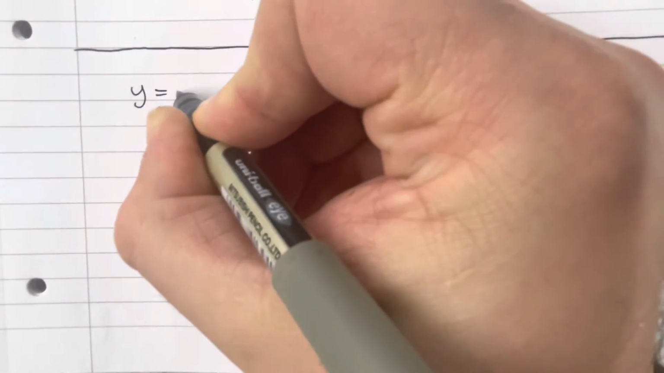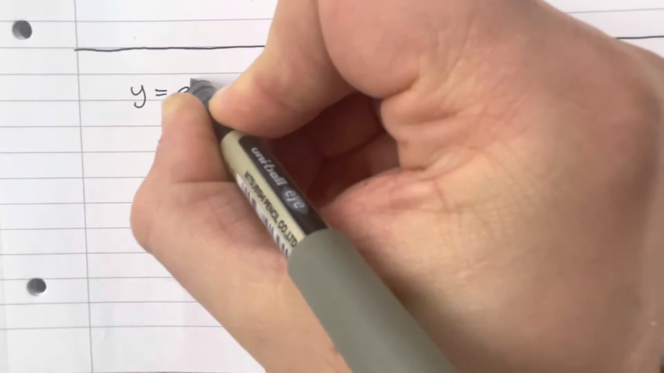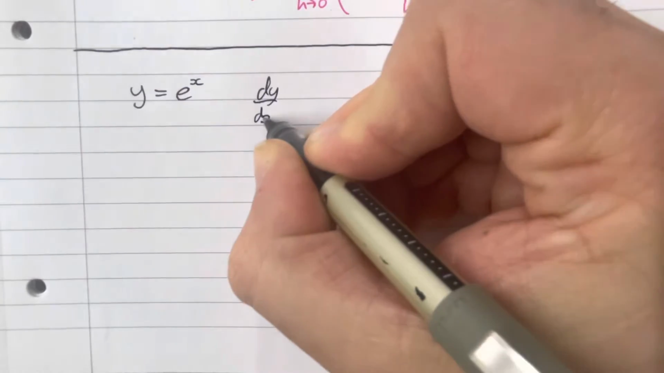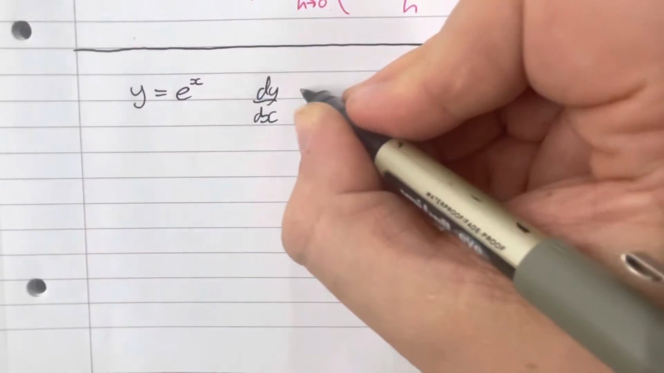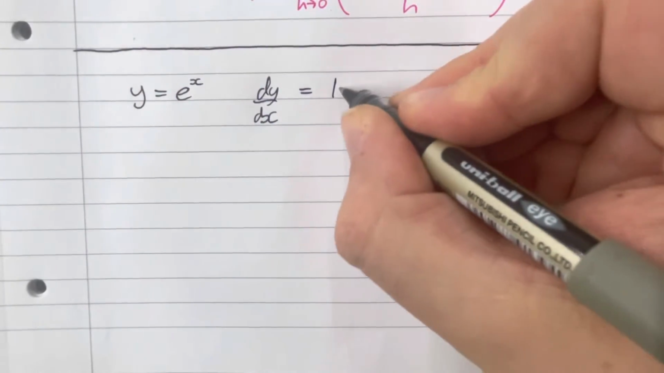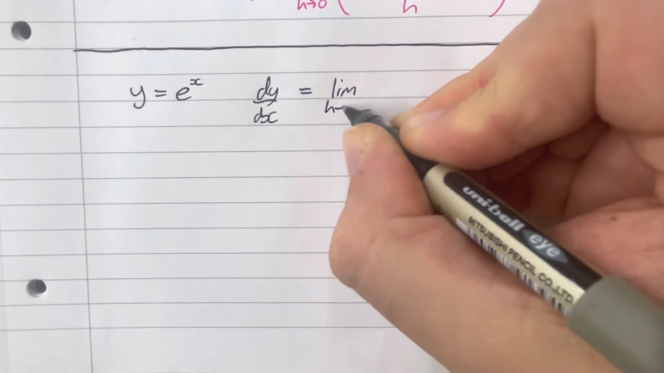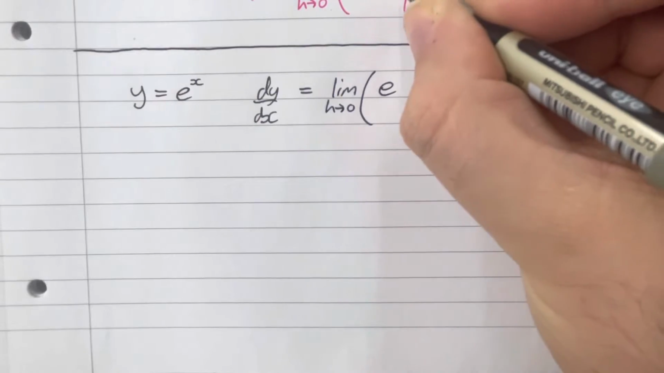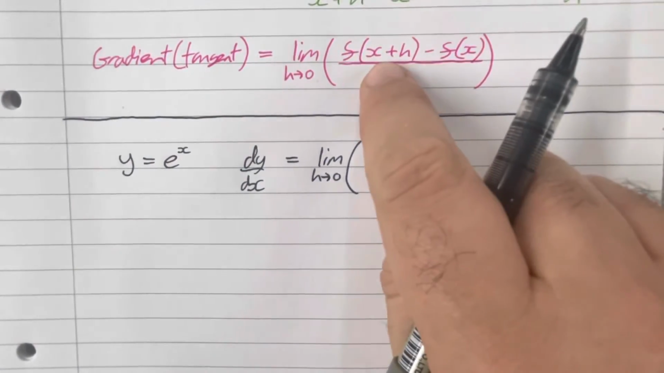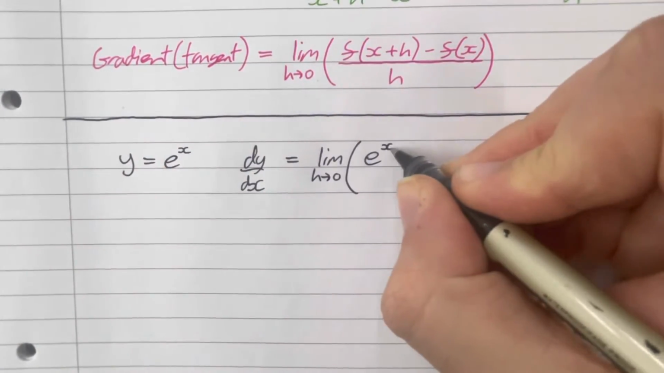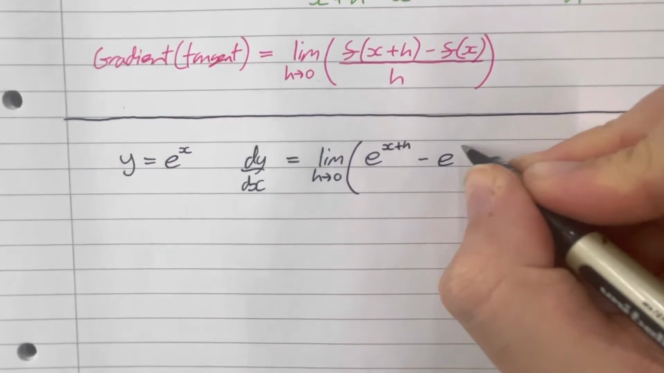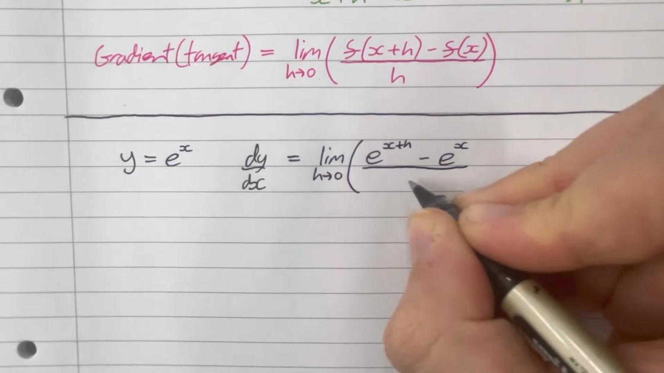So let's look at the exponential first. So let's say y equals e to the x. So dy by dx, this is the differential of y with respect to x, is going to be equal to the limit as h goes to 0 of e to the x plus h. So we're going to plug in x plus h for x, e to the x plus h, minus f of x, which is e to the x, all divided by h.